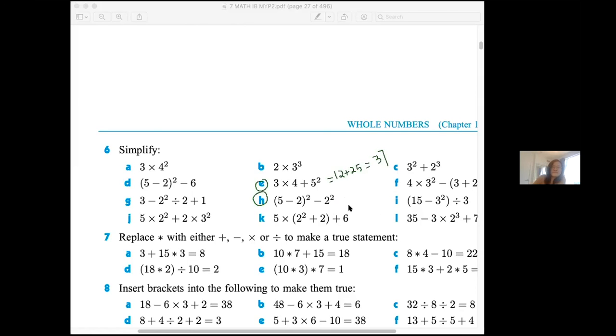First you have to do the brackets, which is 5 minus 2, which I got 3. And 3 times 3 equals 9. And 2 times 2 equals 4. And 9 minus 4 equals 5. Perfect. Okay, thanks, Nathan.